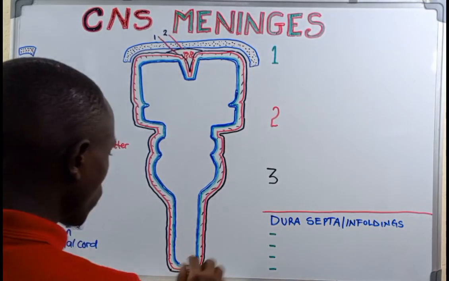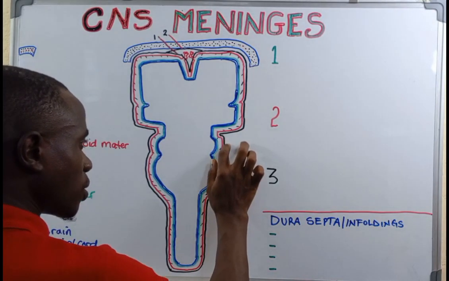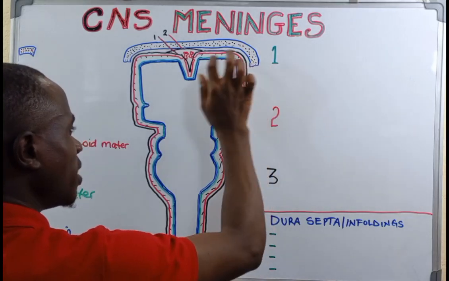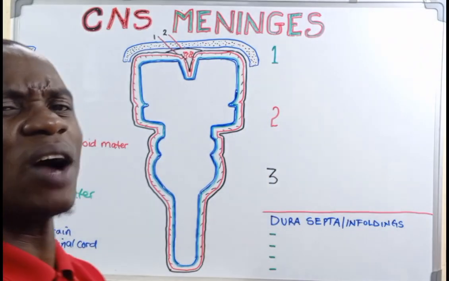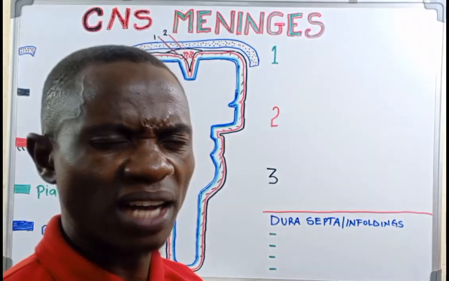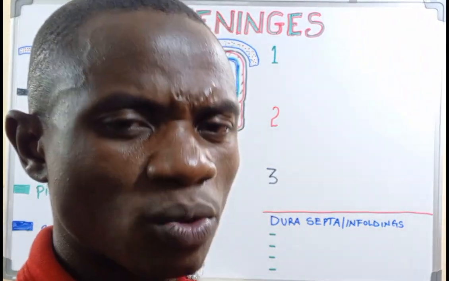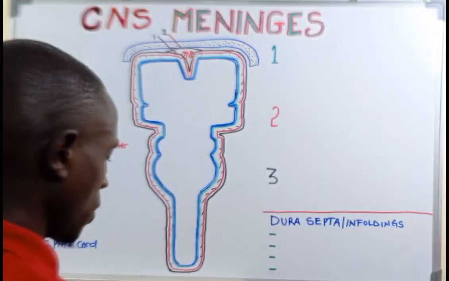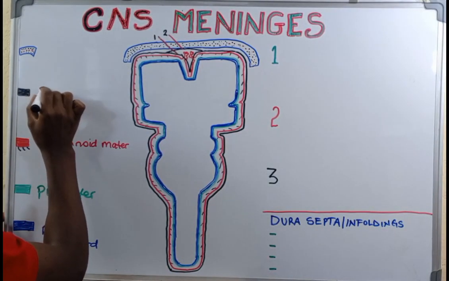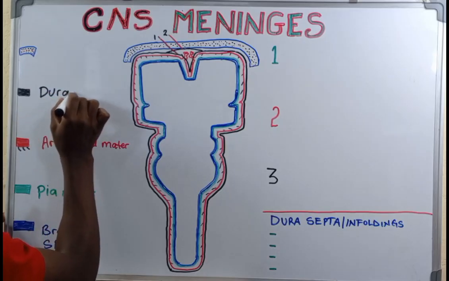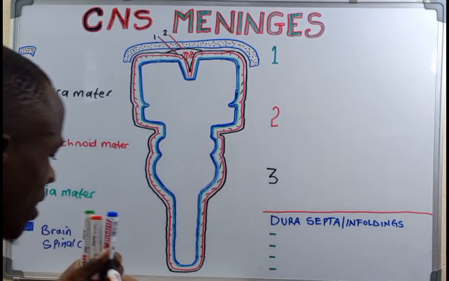Then we also have the meningeal layer which is the outermost. You know how we call this outermost meningeal layer, which is very hard and fibrous? This outermost meningeal layer is what we call the dura mater.